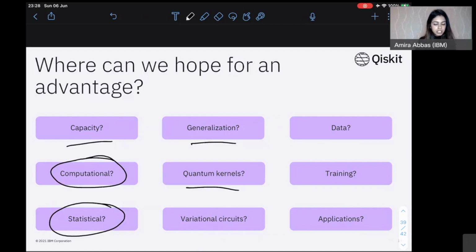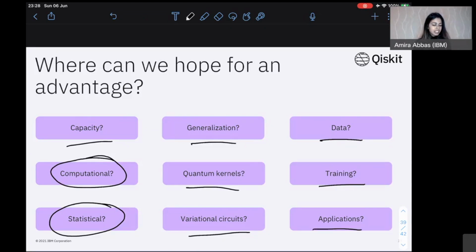Are they kernel methods? Are they variational circuits? Probably not. Maybe there is an embedding that gives us a kernel that's really useful and classically intractable, classically hard to compute. And of course, there are also problems of data encoding, like the bottleneck of encoding data. How do we get past this? What about scaling of training of variational circuits? How do we combat that? And maybe we can hope for an advantage in some sort of application, but what is this application?